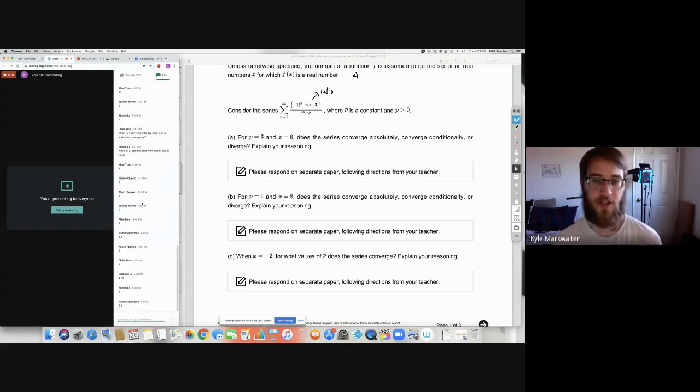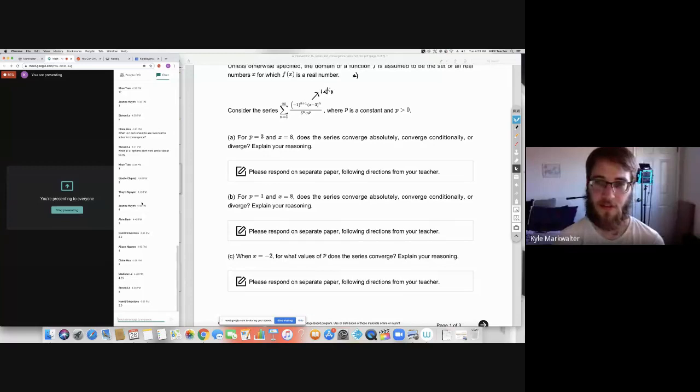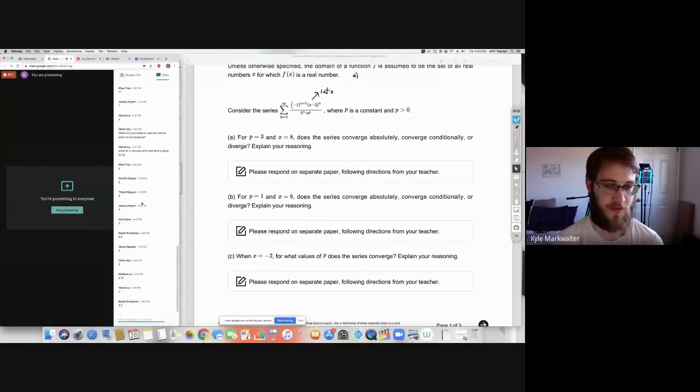Here's what I'd like you to do. In the chat box, can you type in abs con for absolutely convergent, cond for conditionally convergent, or just say did not finish. Where are you at right now? You've been able to figure out from part A: absolutely convergent, conditionally convergent, divergent, still working.